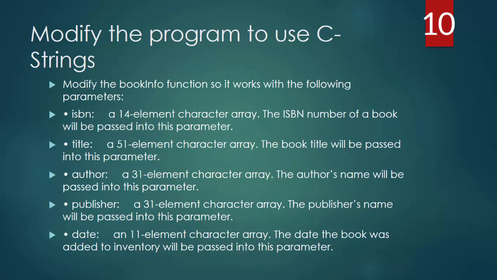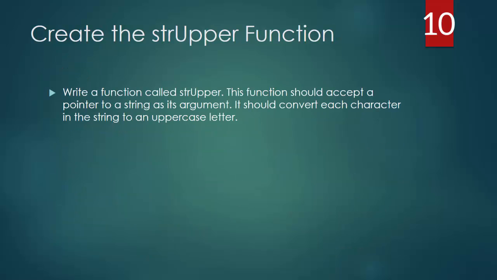Now, for the book info function, again, the ISBN will be a 14-element character array, because the title will be 51, author 31, and so forth.